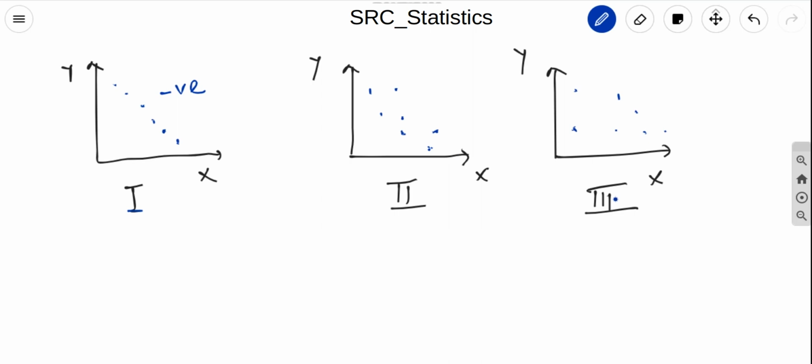See the third scatter plot. Here we can understand that as X is increasing, Y is decreasing, but points are very much away from a straight line, so there is a weak negative relationship between the two variables X and Y.